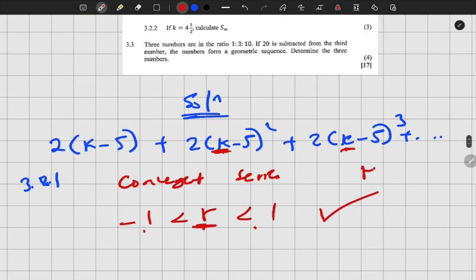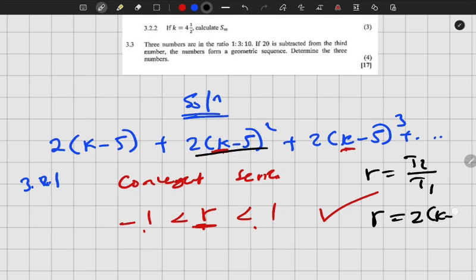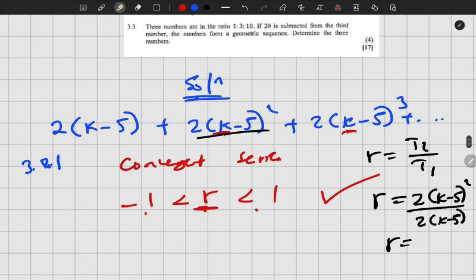What is our r first? Our r would be T2 over T1 or T3 over T2, but T2 is that one, so it's 2k minus 5 squared over 2 times k minus 5. If we divide this, you're going to see that the 2's cancel out. We're left with k minus 5 squared divided by k minus 5. We've got the same base, which is k minus 5, so we subtract exponents, dividing in same bases, so it's going to be 2 minus that exponent, which is 1, so we're going to be left with k minus 5.